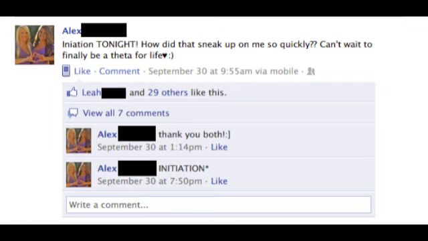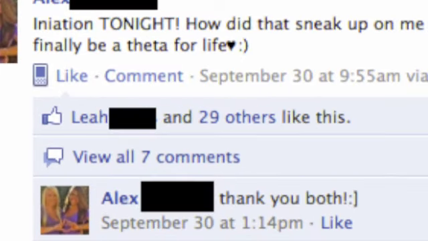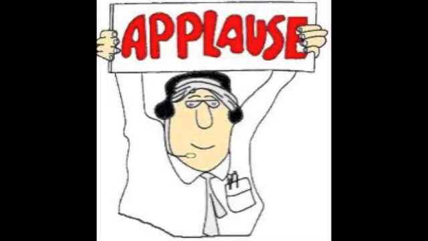Now, if you were to look at this closely, you'd find that Alex spelled initiation wrong. She capitalized all of tonight. There's more than one question mark. There's no subject-verb agreement in one of her sentences. There's no period in one of her sentences. And last time I checked, a heart and a smiley face aren't the equivalent of a period. Now that's 6 grammatical errors in just 3 sentences, or whatever you'd like to call those. But honestly, none of that matters. As you can see here, Alex was still able to get 30 likes on this post. Now, that's pretty impressive if you ask me.